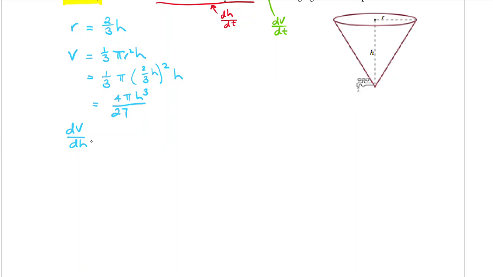What do I get? The 3 will times down the front. So 3 times 4/27 would be 12/27, but that simplifies, doesn't it? 4/9. And then it would be pi h squared, because you subtract 1 from the power. Okay, we are ready to do a chain rule.